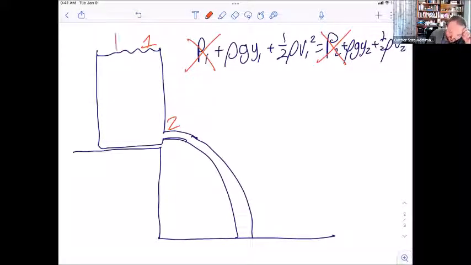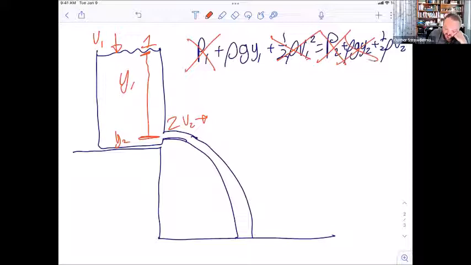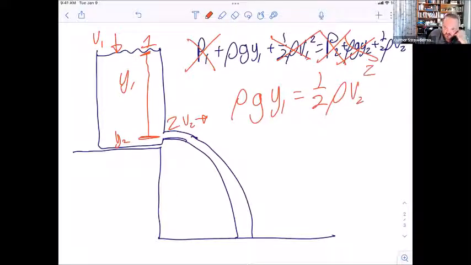The speed at which this water is going down, we'll call this v1, usually is really small in comparison to v2, which is the speed that this water is coming out here. And so I can disregard 1/2 rho v1 squared. Also, if this is y2 and this is y1, then y2 is zero and y1 is just the depth. So I can get rid of this on this side. And I end up with rho g y1 equals 1/2 rho v2 squared.